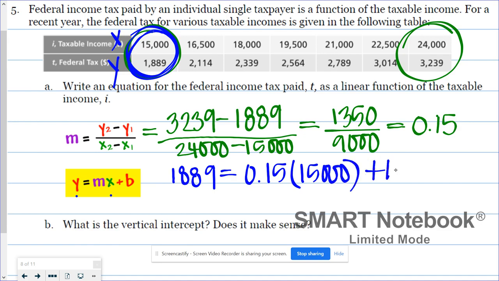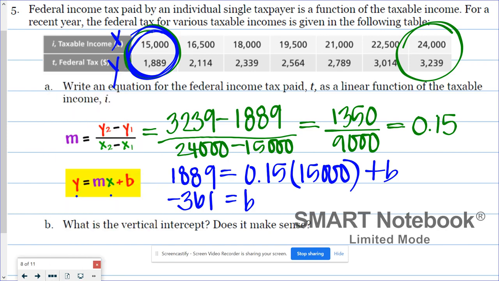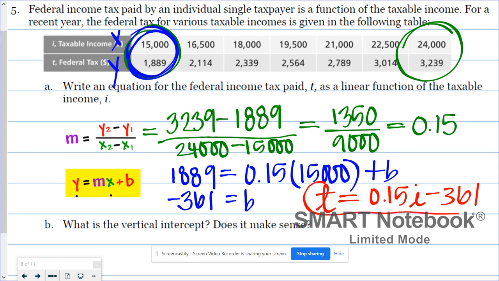What I want to do next is simplify this and then solve for b. I have already done all my math, of course, and I got negative 361 for my y-intercept. So let me write my linear function. Remember, we are writing a function that's going to give us the federal tax t as a function of the income I. So I'm going to have t is equal to 0.15 times I minus 361. So that's the linear function representing this situation.